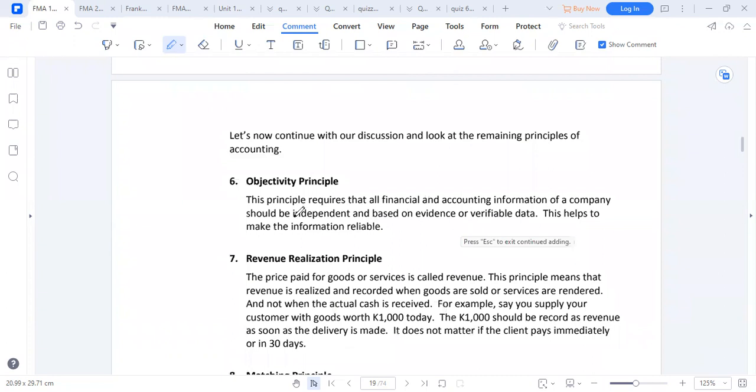All right, so we now go to the objectivity principle, which requires all financial transactions in a company should be independent of error and bias. They should be what? Verifiable to make it reliable.